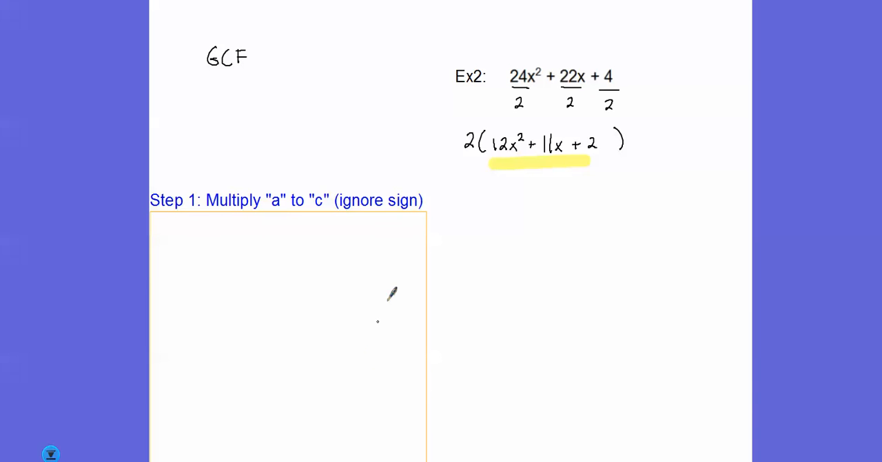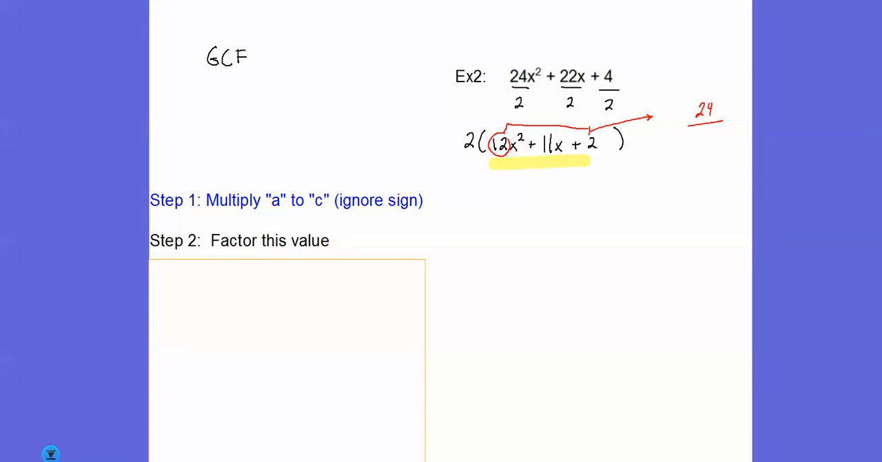What I'm going to do, just on the interior, I'm going to multiply my a to the c, and I'm going to ignore the signs. So just 12 times 2, this is going to be equal to 24. This is the value that I am going to factor apart according to the next step.